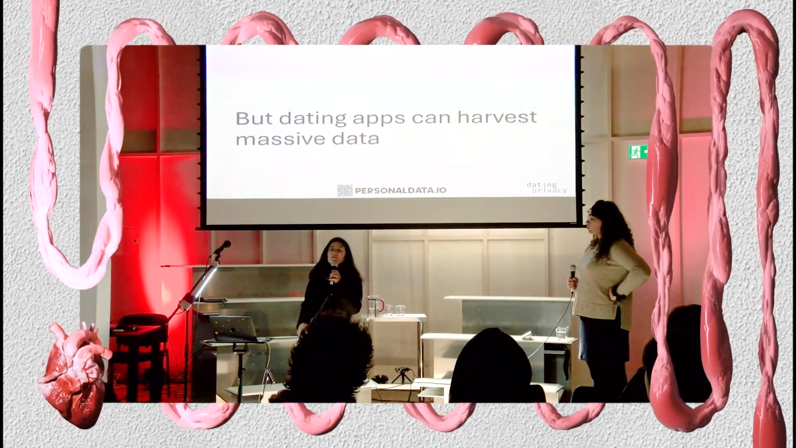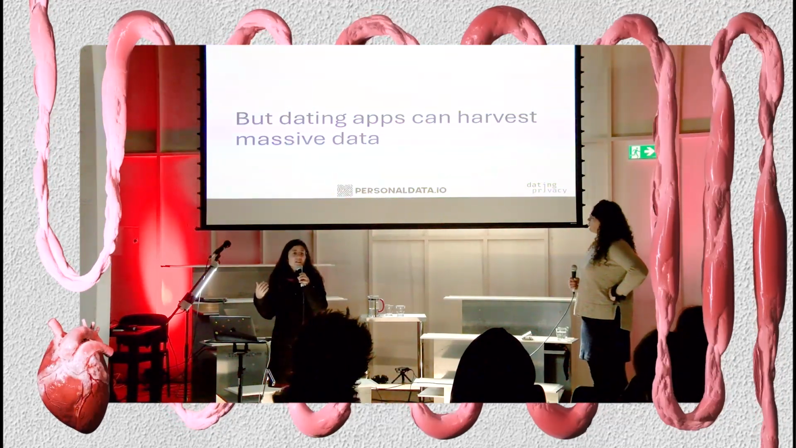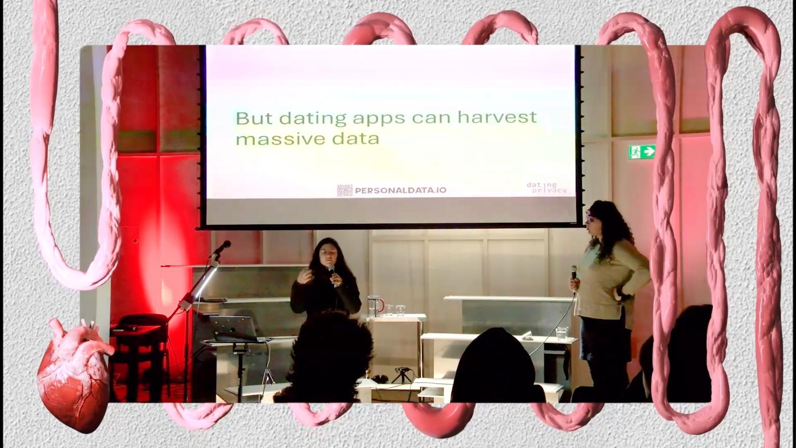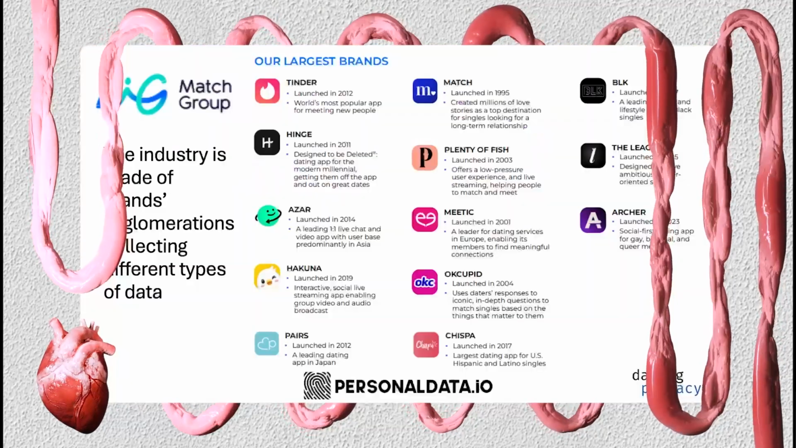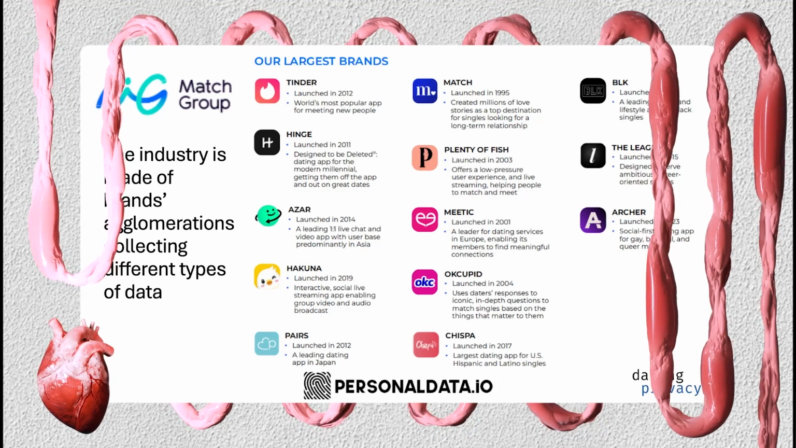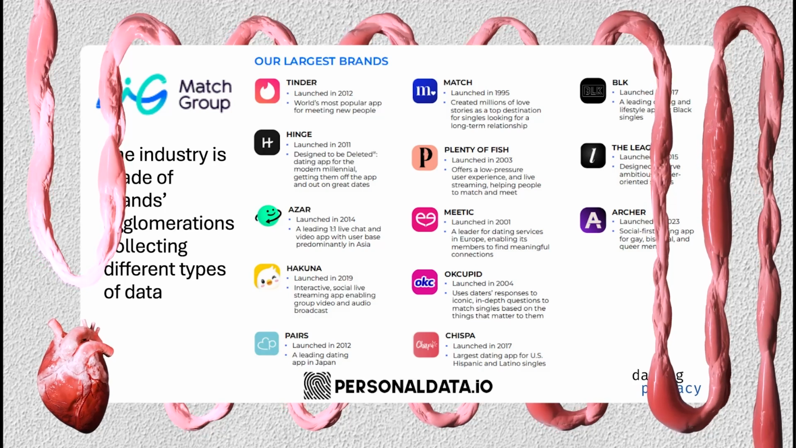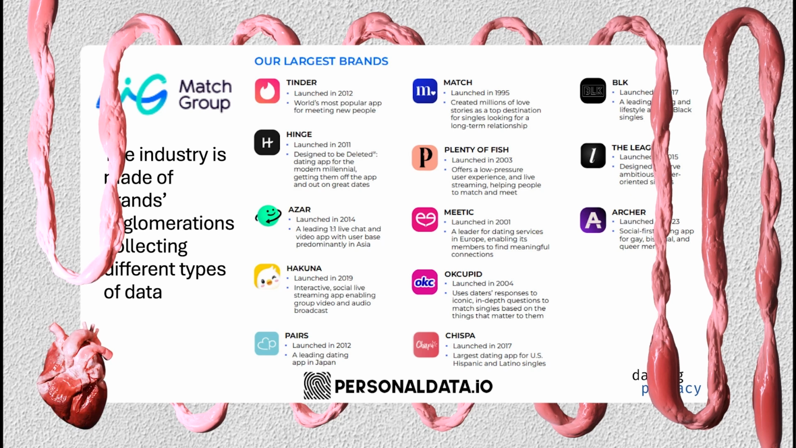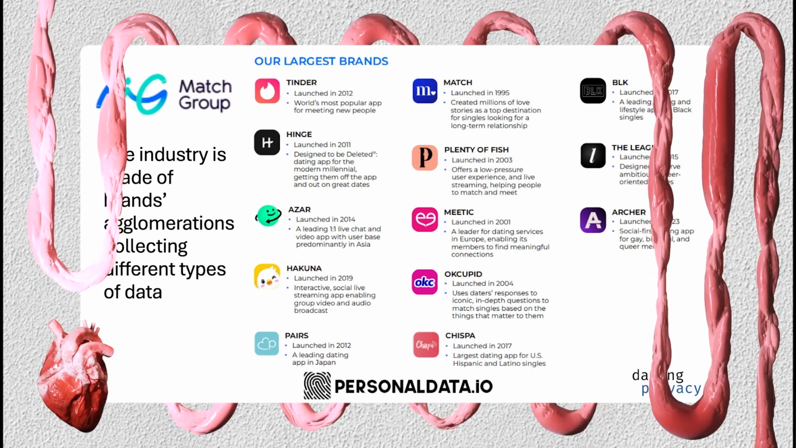It's very limited. It doesn't always favor diversity, but dating apps can harvest massive data from different sources, and that's how they get to profile you. They can know different things about you because the industry works under brand agglomerations. Here is one example. The Match Group owns, I think, more than 30 apps, and in there you find Tinder, Hinge, Meetic, Plenty of Fish, OkCupid, and so on. So basically the business behind all this is the same.